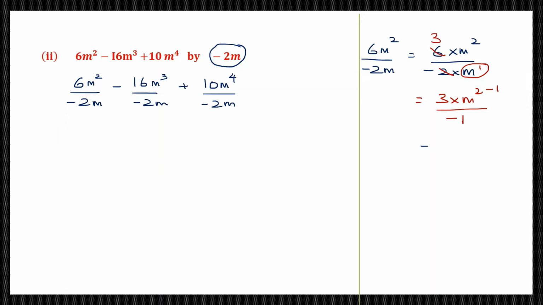So what do we have here? 3 into m to the power of 2 minus 1 is 1 by minus 1, which is 3m by minus 1. Finally, this is simply minus 3m. So let's write it here. The first one has become minus 3m. Now we need to take the second portion.